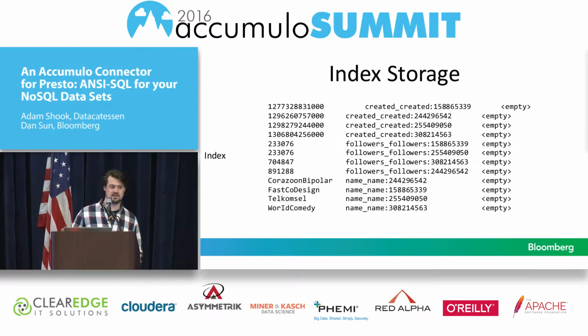secondary index where we take the value of the table. Over here, say created at 12, that's a lot of digits, 12 something, and we're using that as the row ID in our index table, and the column family is a concatenation of the column family qualifier of the Presto column, and then the column qualifier is the actual row ID.